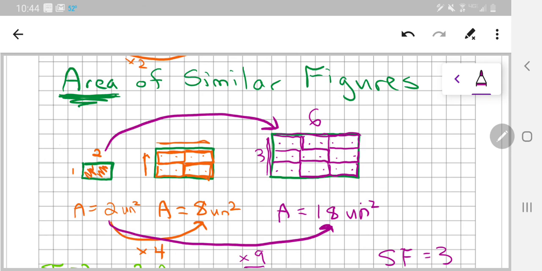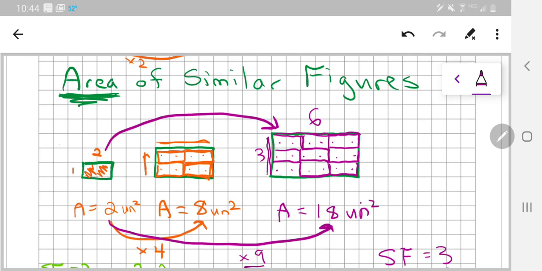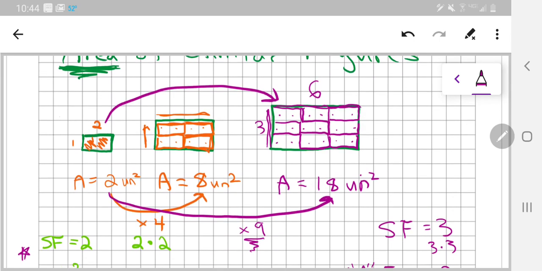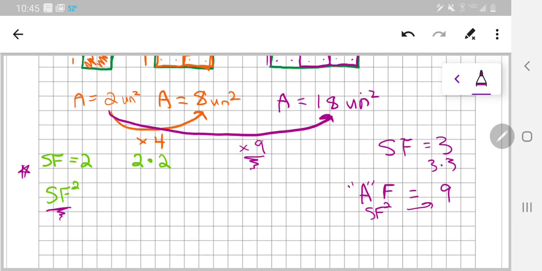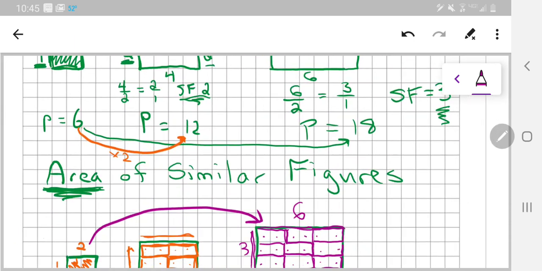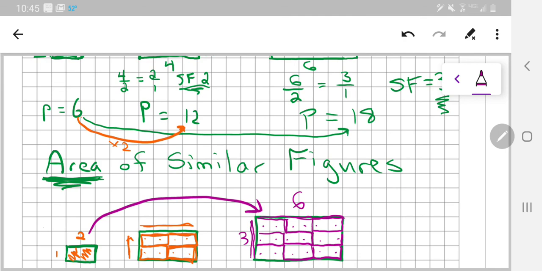Okay? So that is just a brief introduction. Might not have felt so brief to you, but that is a brief introduction of how area is affected when we're talking about similar figures. Okay, so it's not just affected by the scale factor. It's actually affected by the scale factor squared. All right, so that's our intro to perimeter and area of similar figures. And we'll do some practice and try to apply this idea.